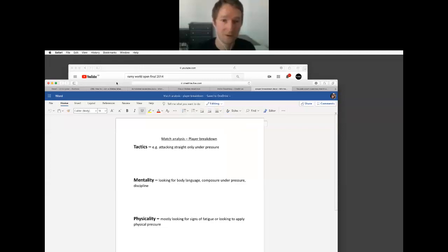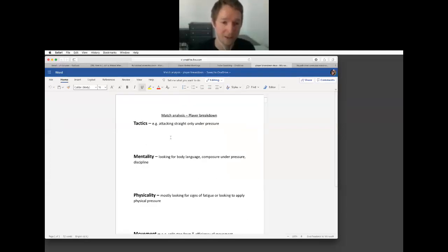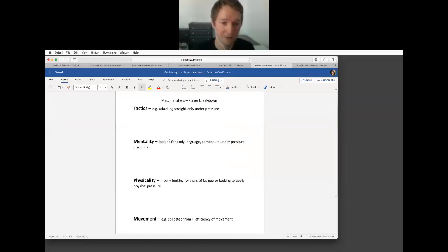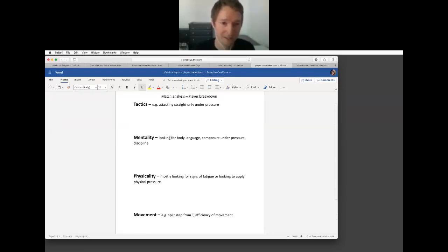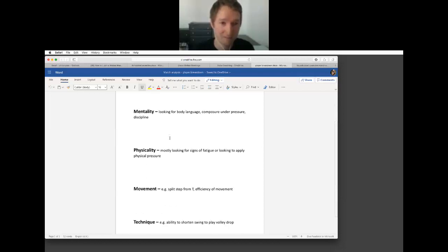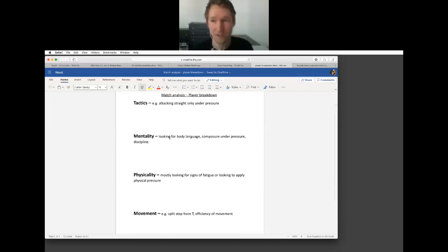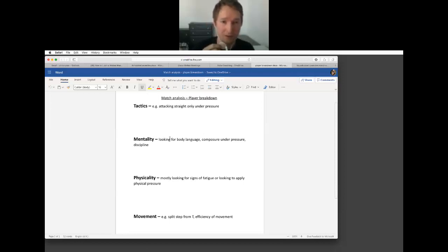So on this one, what I've done is split it into 5 areas. I've got tactics, mentality, physicality, movement, and technique. And I've given you an idea of what I'm looking for in each. Tactics is pretty obvious. Do they play to certain patterns? I've put attacking straight under pressure, so we find this in the tie break in the match.